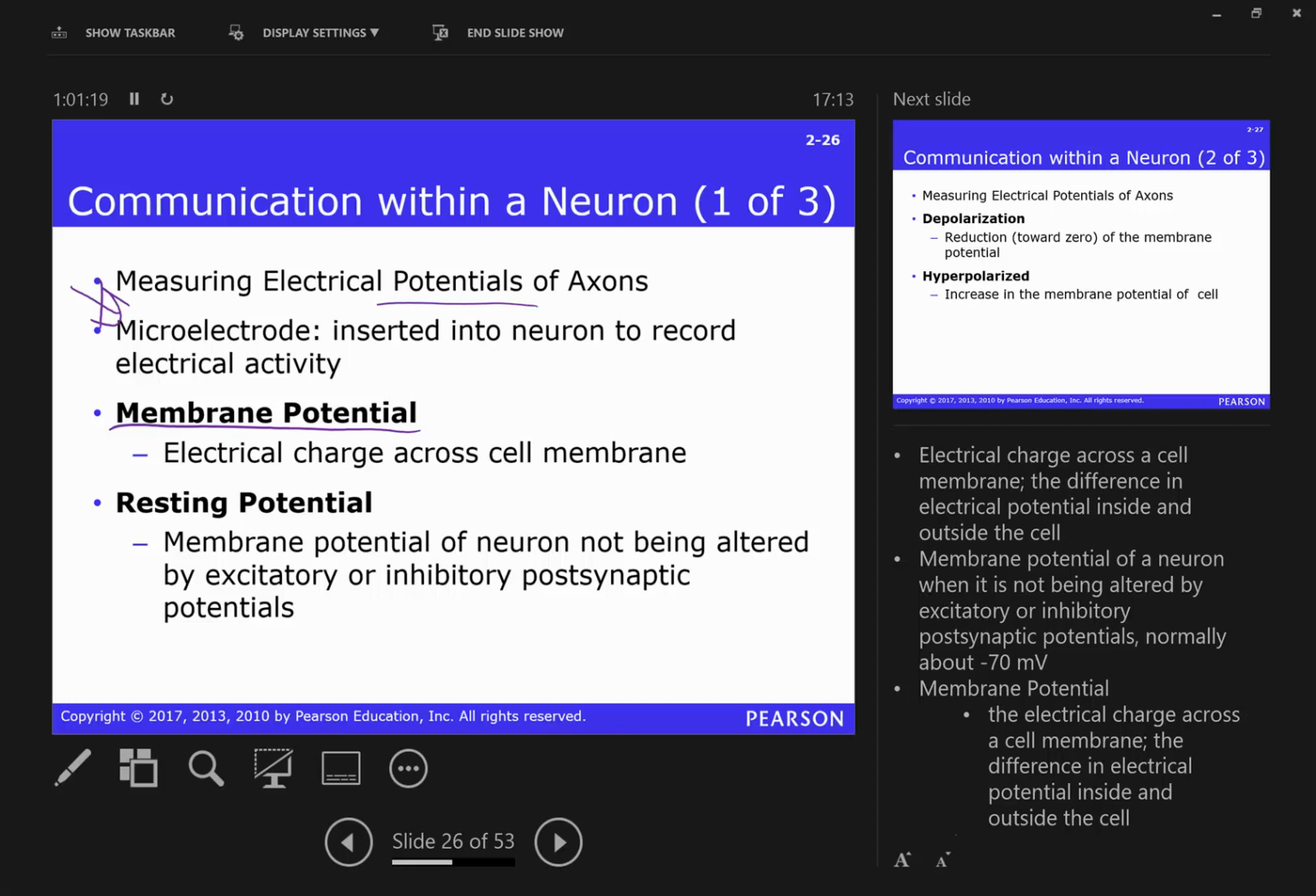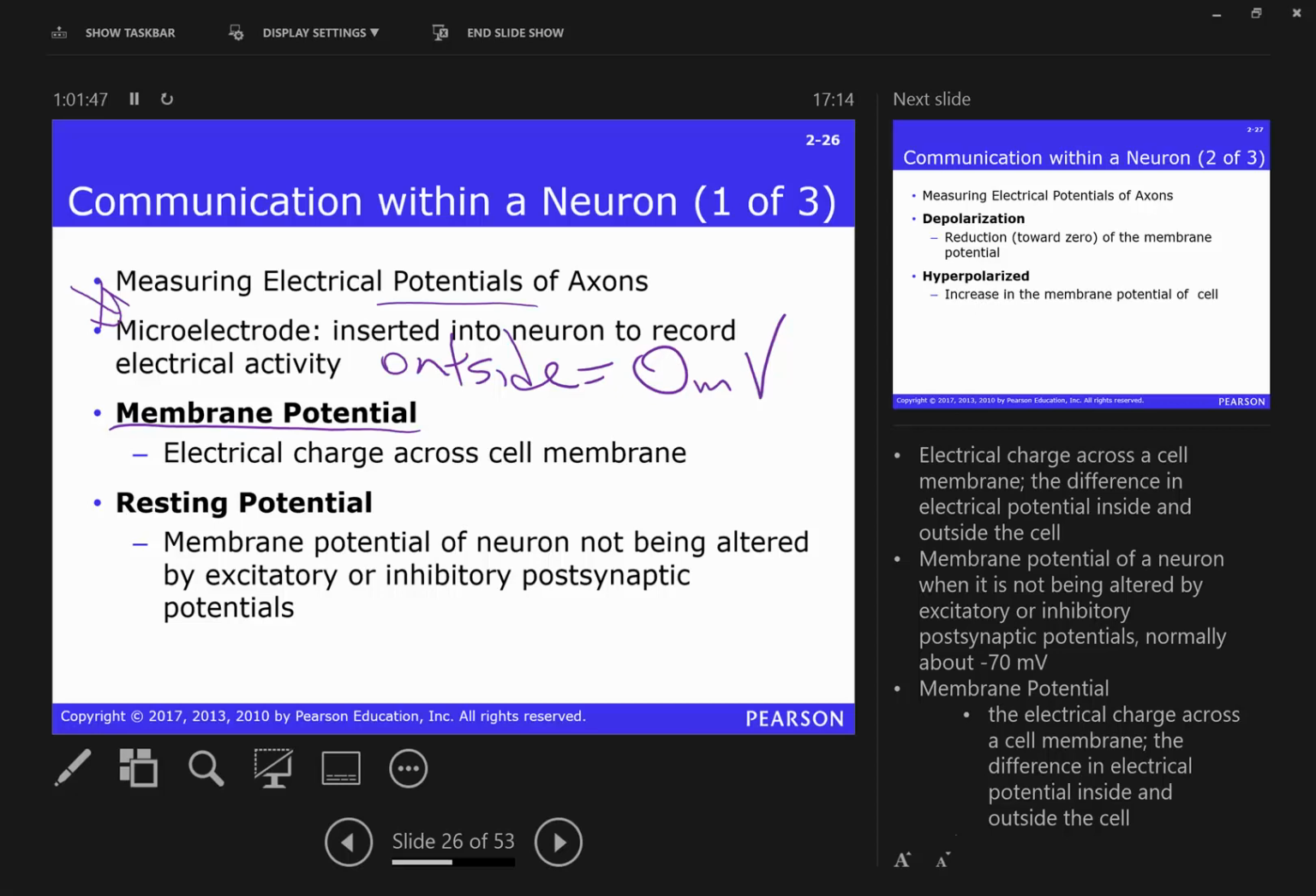Why is it always 0? Somebody said so. It was a good idea. We just kept doing it, okay? The outside of the cell equals 0 millivolts. Okay. If the outside is 0, then the inside, as it goes up and down, positive or negative, we can determine how far that is off from 0, right? We've got a reference point, okay?